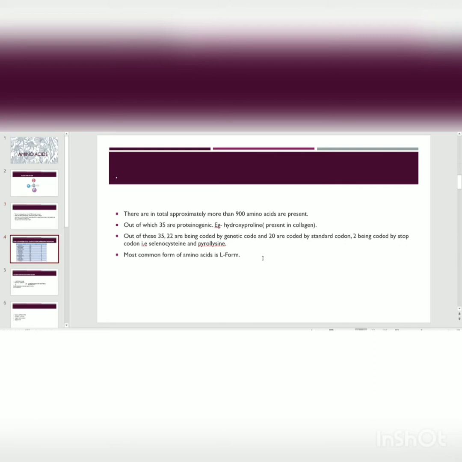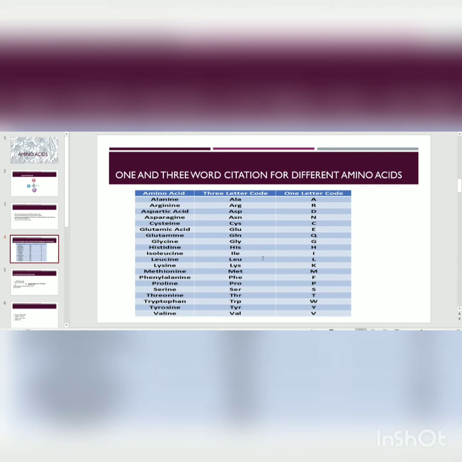So amino acids are represented by a one-letter notation and a three-letter code, as you can see in this picture or the table. Many amino acids have a one-letter code which is not the initial alphabet of their name. For example, we can take phenylalanine. You can see the three-letter code is PHE while the one-letter code is F. This is due to the unique names provided to these amino acids according to their history, according to their evolvement, right?